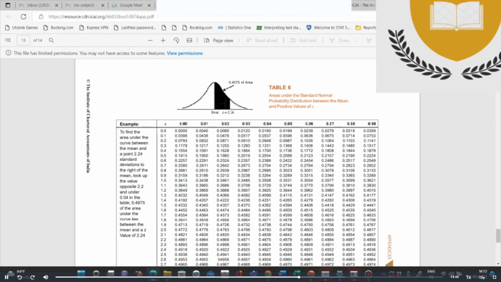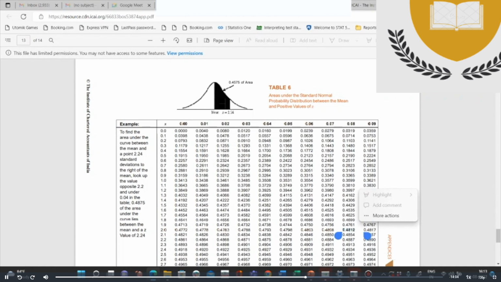It is a non-integer, so the first thing which comes to our mind is 2.0. We have to go and read the value here, 2.0. Now how much is left from our z value? 2.08 minus 2.0, we are left with 0.08. So come to the right side and read under 0.08. This is the column I have to refer. So 2.0 and 0.08 both combined together give me 0.4812.